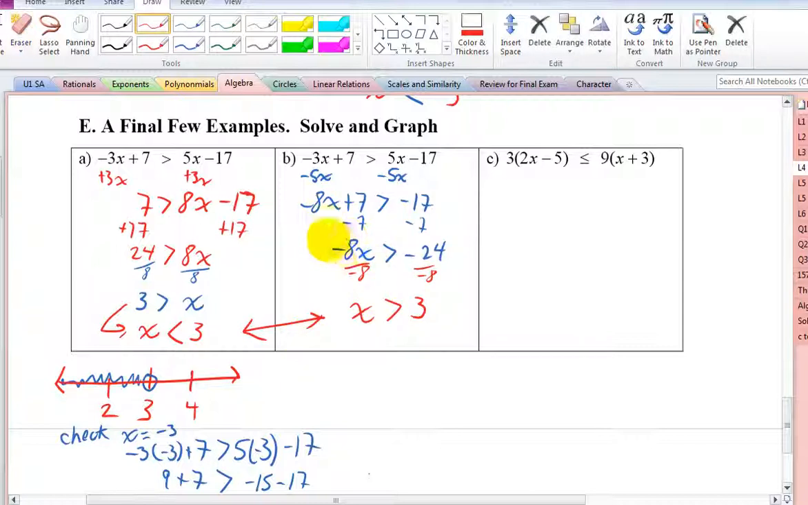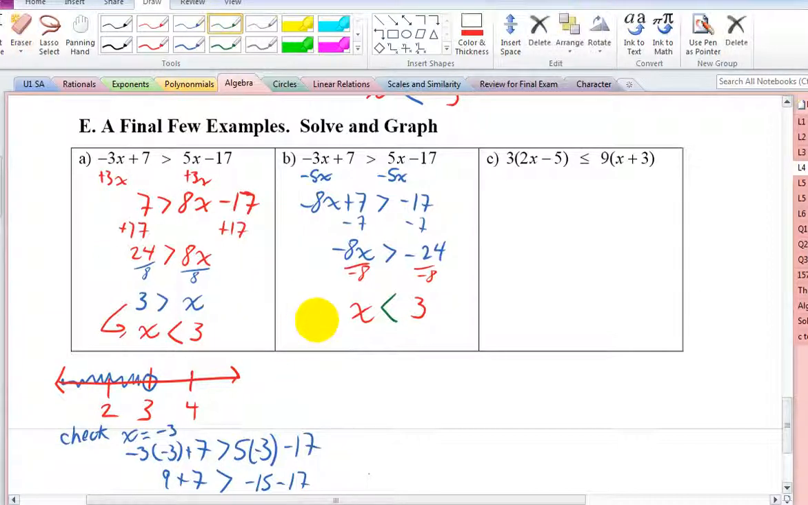No, this time we divided by a negative. So Mr. Barker must change his sign. Okay? Mr. Barker must change his sign. So you can see, depending on which way you solve it. Okay? So, come on, erase.